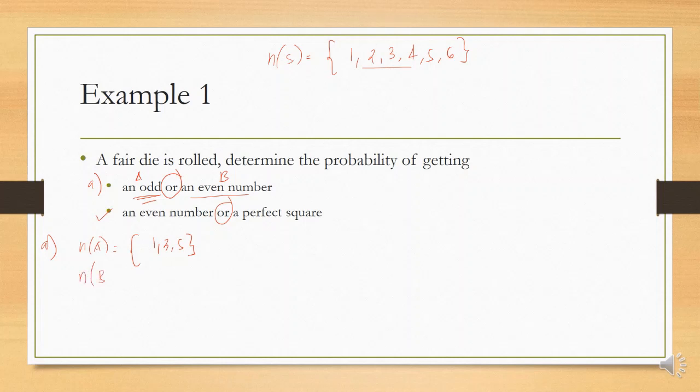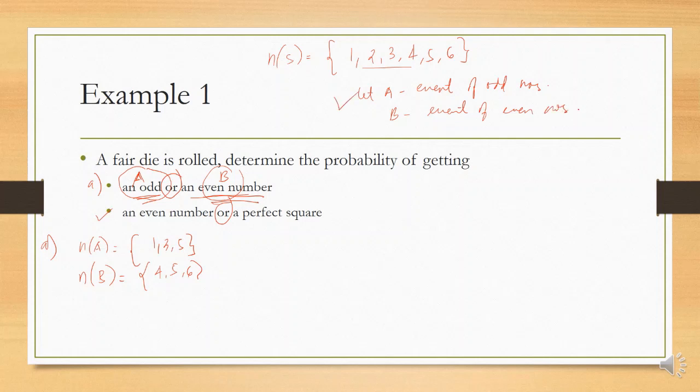Meanwhile, for even numbers, we denote it as B, we have 4, 5, and 6. So, in your solution, please write where event A is and where event B is. Or you can write that let A be the event of odd numbers, and then B as the event of even numbers. It's more systematic if you have this.